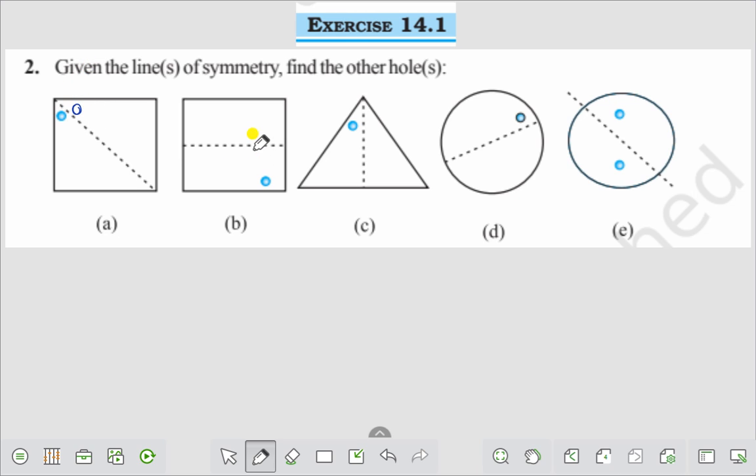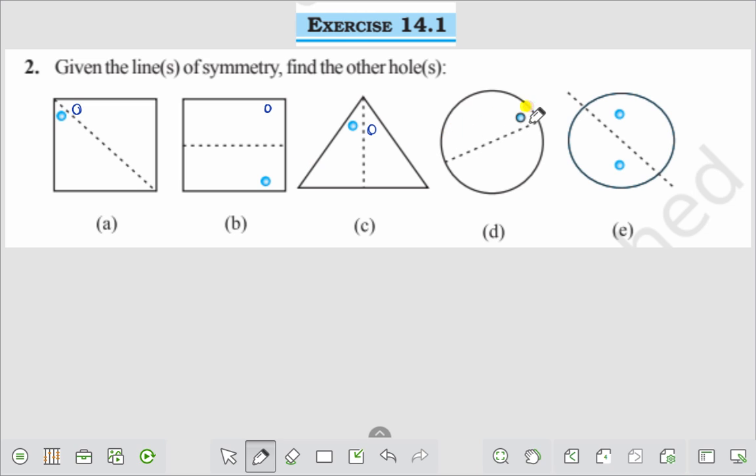Right? Here also see, this is the line of symmetry and this is one hole, and the other hole will be at this point. Here also see, this is the line of symmetry, one hole is here, the other hole will be at this point.